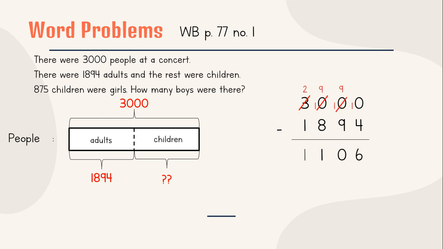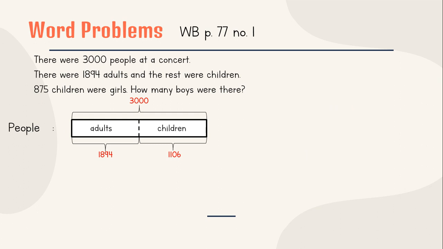So there were 1,106 children. But is that the answer? Nope, that's not the answer, but it's the first step. To get to the second step, what do we have to do? Now, we know that adults are 1,894 and the children 1,106.